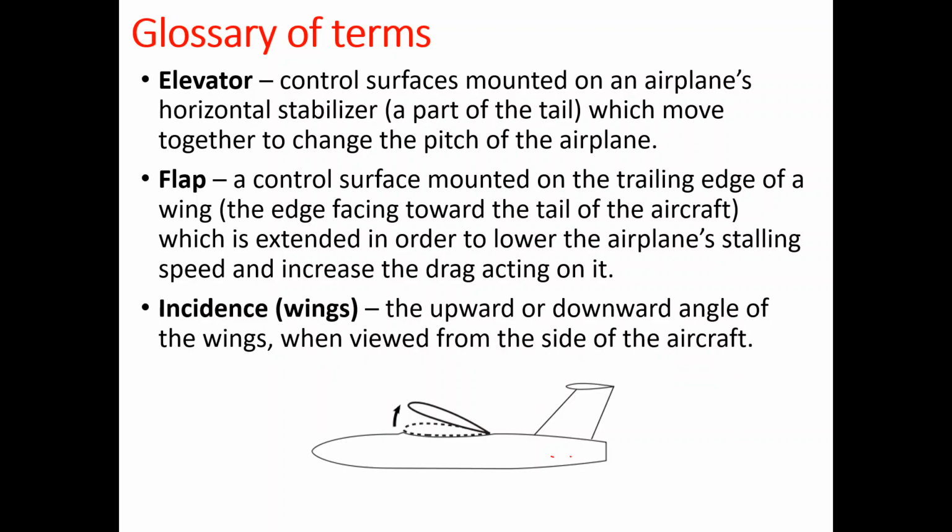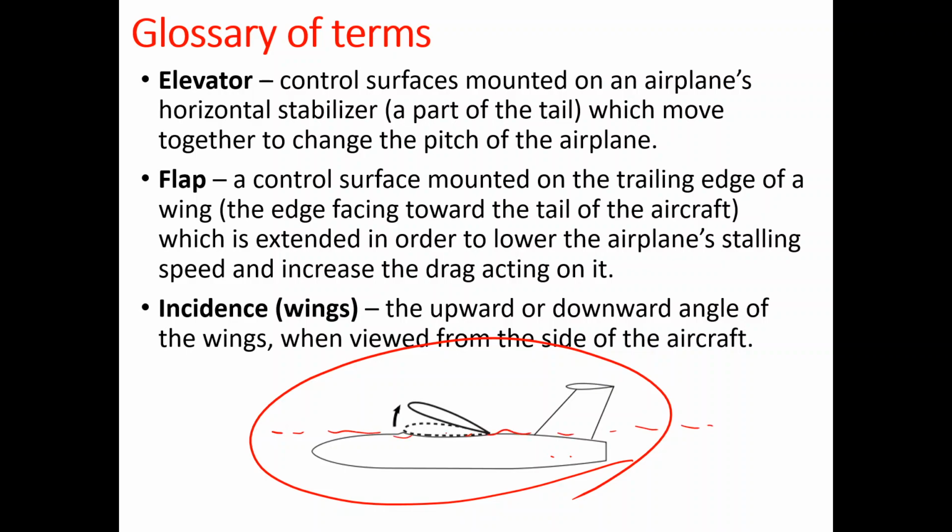We also have the incidence angle, which is an important angle as well. That's the incidence of the wing. That's the downward or upward angle of the wing when viewed from the side, right? So exactly this view. When you are looking at this view, if your wing was in the same direction as the horizon, then the incidence angle would have been 0. But here in this case, it is not in the same direction, so we have a positive incidence angle.